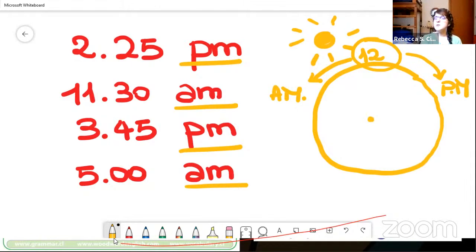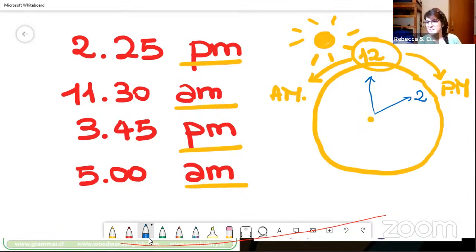So if you say, for instance, 2, okay, so we have 2 AM, it means 2 at night, when you're sleeping or something. If you say 2 PM, it means during the day. So for example, it's the time that it is right now here, more or less.